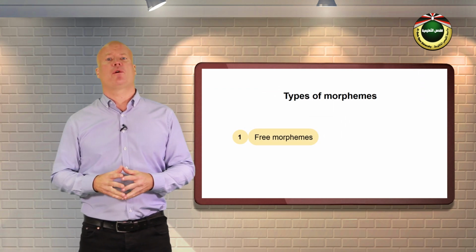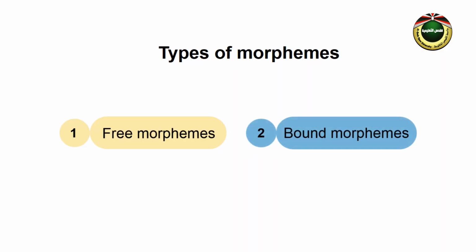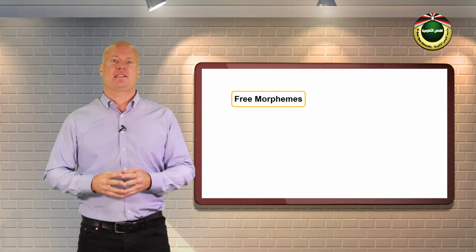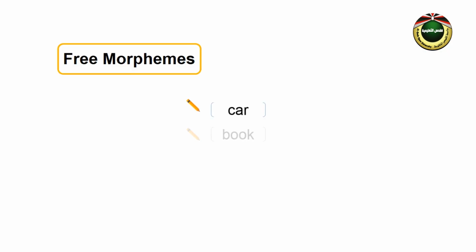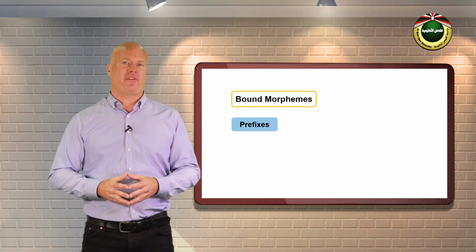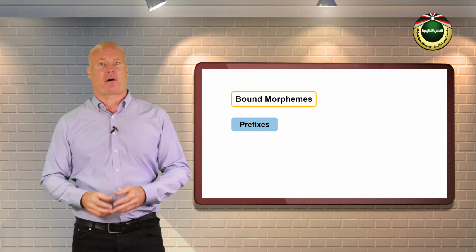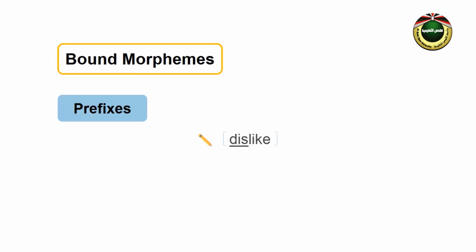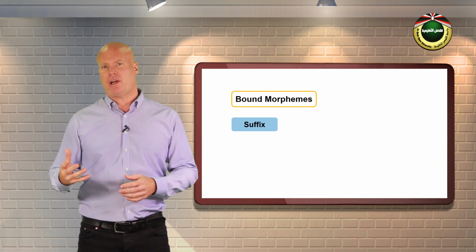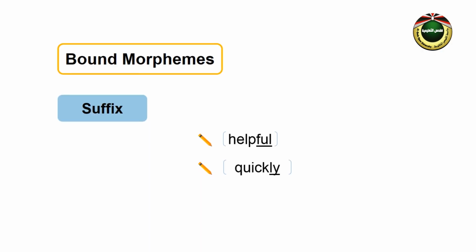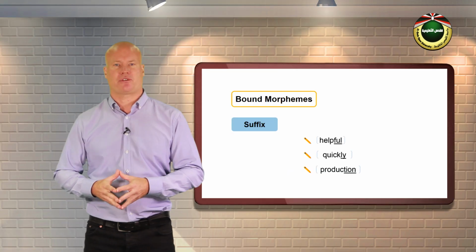There are two types of morphemes, free morphemes and bound morphemes. Free morphemes can stand by themselves as meaningful words in any given sentence, such as car, book, chair, tree, etc. On the other hand, bound morphemes cannot stand alone in the sentence, but are attached before forms such as dislike, unhappy, and impossible. These morphemes are called prefixes. On the other hand, suffixes are attached after certain forms such as helpful, quickly, and production, etc.